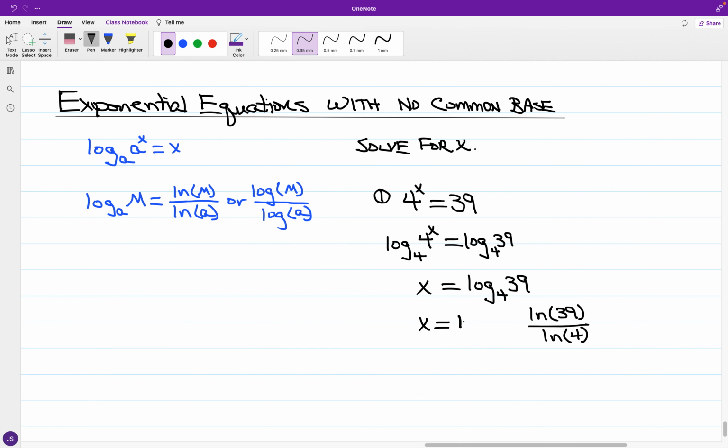I'll just rewrite this, and we'll say to about the nearest, let's say, 4 decimal places. So for the natural log of 39 over the natural log of 4, for x, this will be about 2.6427.